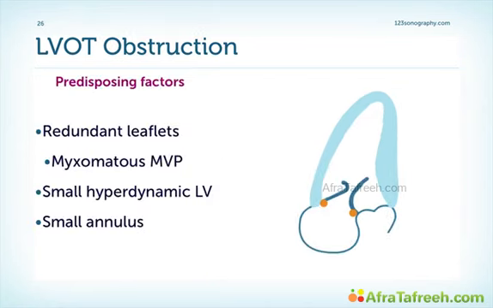But what are the predisposing factors? Well, I already mentioned the redundancy of leaflets as we see it in myxomatous mitral valve prolapse. Then also small hyperdynamic left ventricles, especially in the setting of hypertension or additional aortic stenosis, and if we have a very small annulus due to undersizing of the ring.